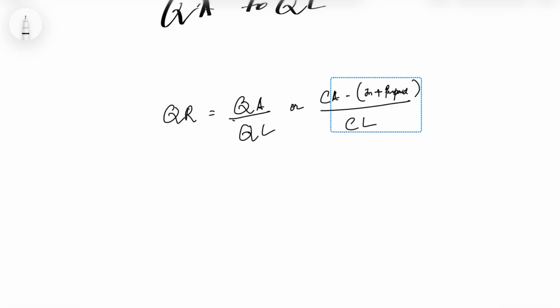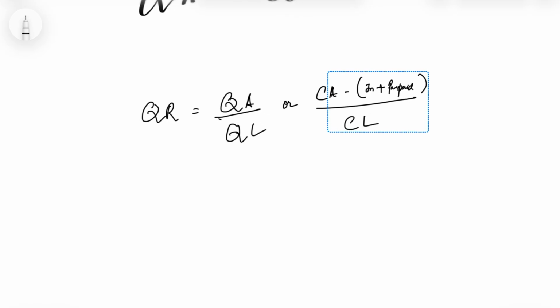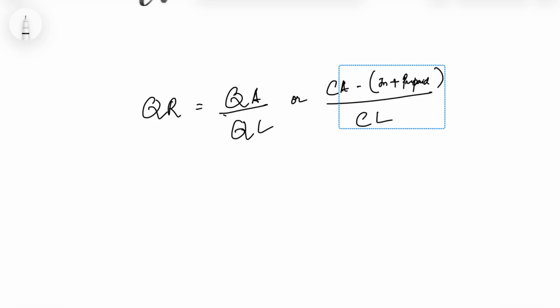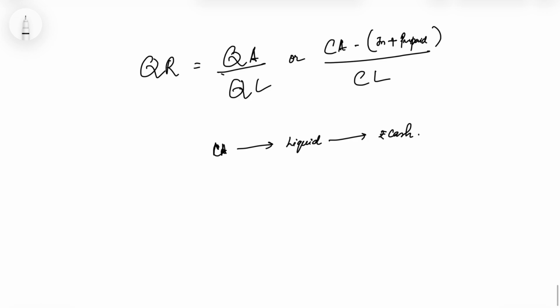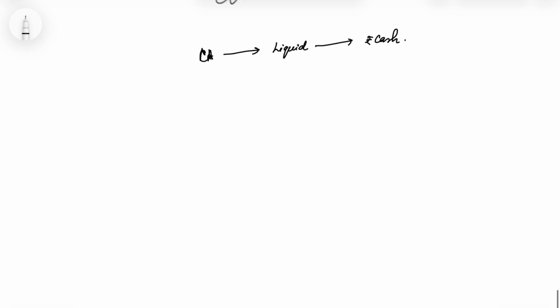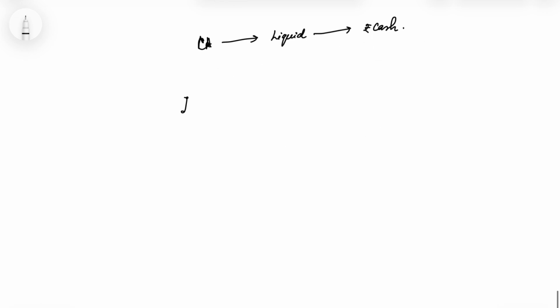Quick assets are the most liquid assets contained in current assets, which means assets that can be converted to cash quickly. The ideal quick ratio is 1:1.